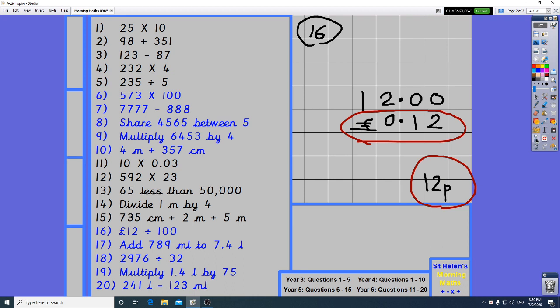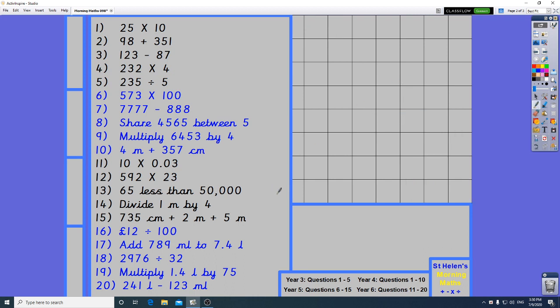And we're on question 17. Lots of conversions in year 6. 789 millilitres to be added to 7.4 litres. There's 1,000 millilitres in a litre. So that 7 litres is worth 7,000. So we need to put it in the thousands column. 7,000, and the 4 just goes next to it. 7,400 millilitres. That's what that is worth.